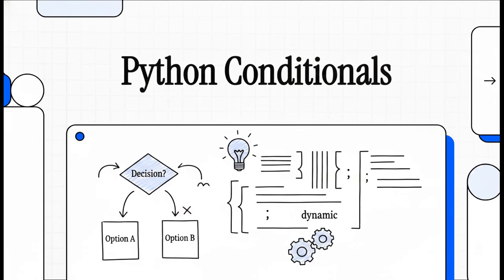Welcome to this explainer. Today, we're diving into the absolute core of what makes programming so incredibly powerful, and that's decision-making. We're going to demystify how to make your Python code dynamic. So instead of just running the exact same rigid steps every single time, your program actually starts thinking and making choices. All right, let's jump right into it.